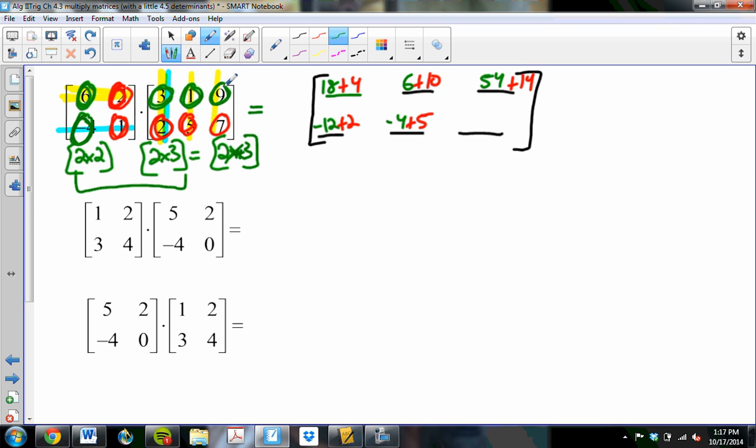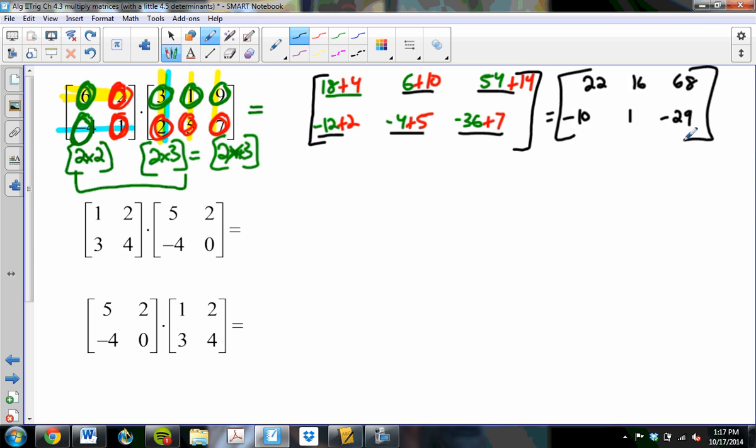Negative 4 times 9 is negative 36. 1 times 7 is 7. Add these up. 22, 16, 68, negative 10, 1, negative 29. There is my multiplied matrix.